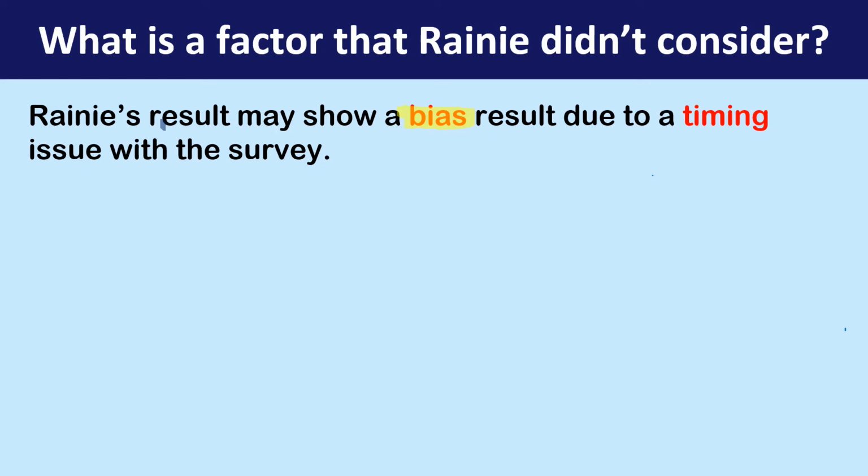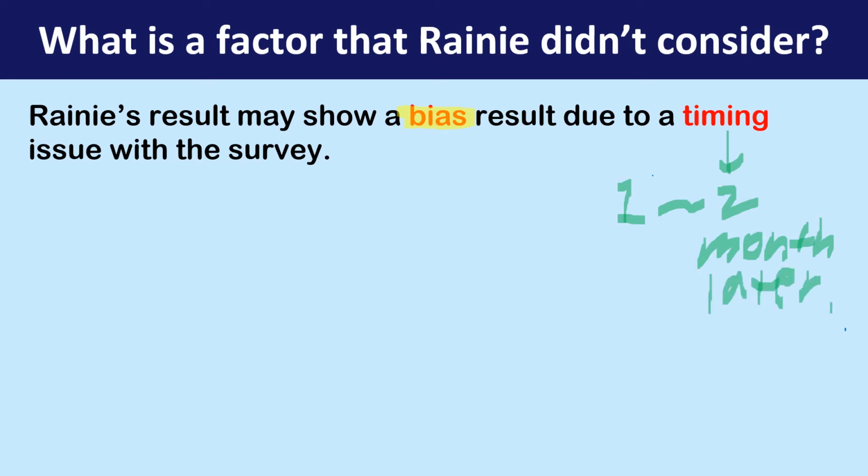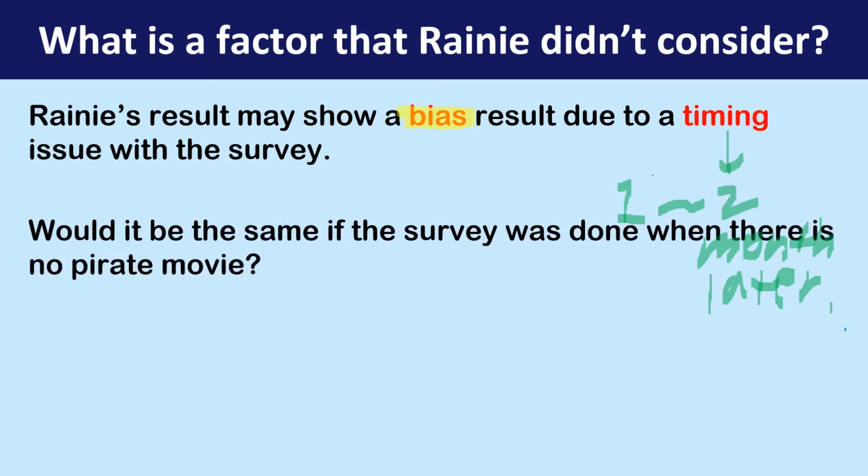Then what will be a good timing? Well, a good timing probably can be at least not during the time when there's a pirate movie. It will be somewhere maybe about a month or two later. And that situation would be probably better if Rainey really wants to find out the objective point of view, whether male or female, which one prefers pirate movies, something like that.